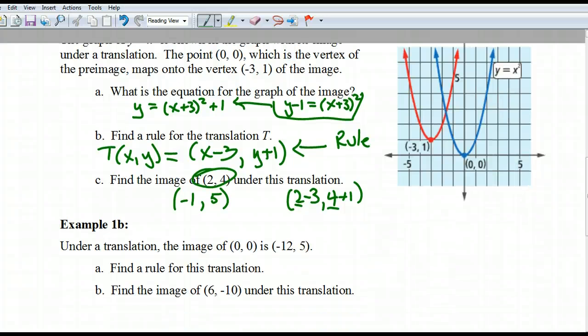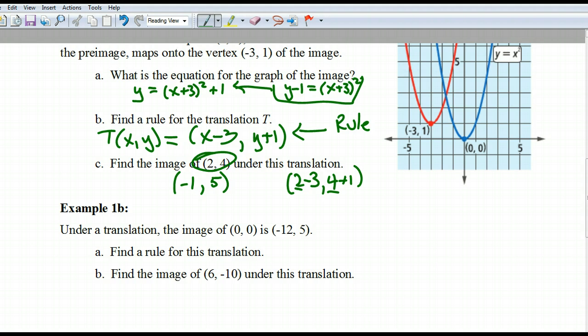All right, so under a translation, the image of (0, 0) is (-12, 5). Find the rule for this translation. So (x, y) is translated to what? How does it move on the x part? Yeah, it's going to the left, so we're just talking about the rule, not the equation, okay? The rule. And then the y is moving y plus 5. Yep.